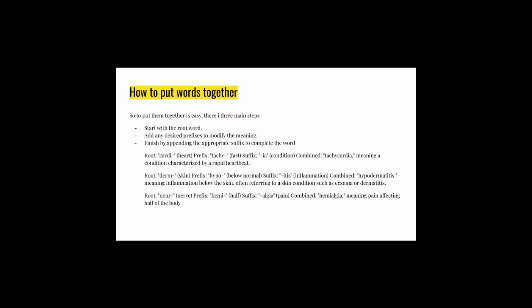An example would be tachycardia, which means a condition characterized by a rapid heartbeat. Another example would be dermatitis, meaning inflammation below the skin. Now, our third example would be hemialgia. Algia meaning pain, hemi meaning half, and neuro meaning nerve. Put it all together and it means pain affecting half of your body.